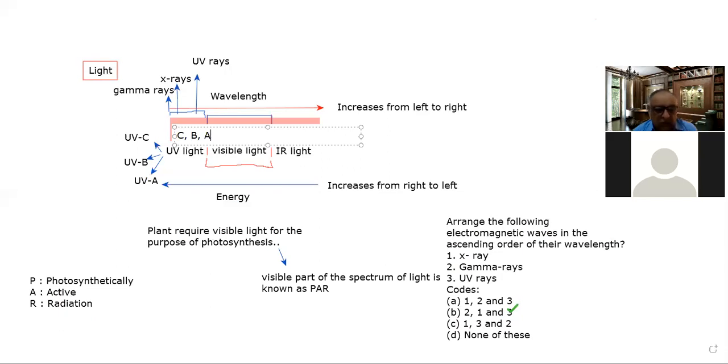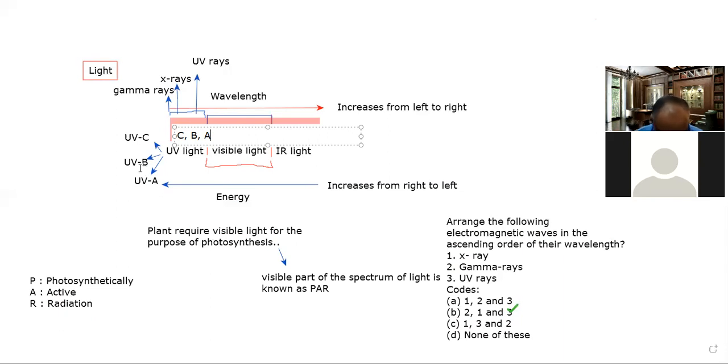So it means ultraviolet C radiation has the shortest wavelength among the ultraviolet A, ultraviolet B, and ultraviolet C radiations. So that point is important here. Okay, so now after this, we are discussing this spectrum.